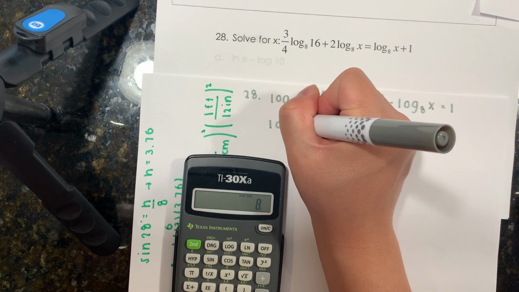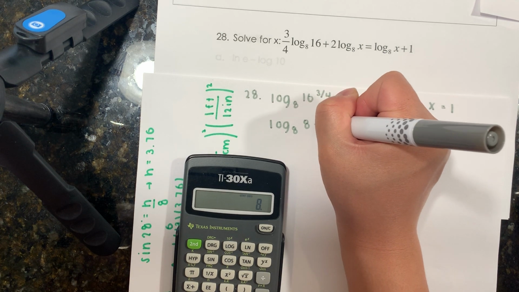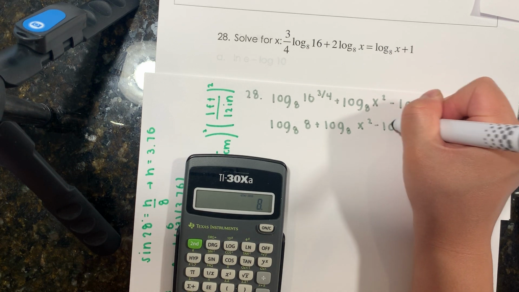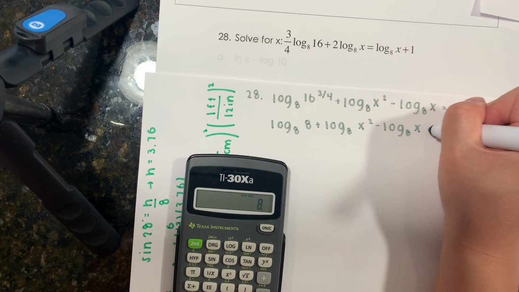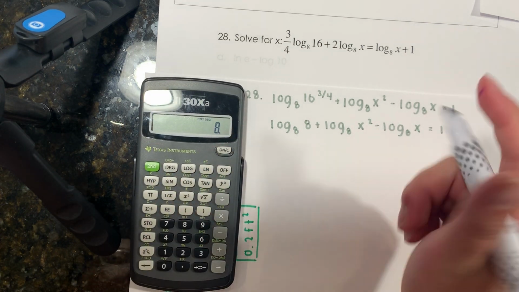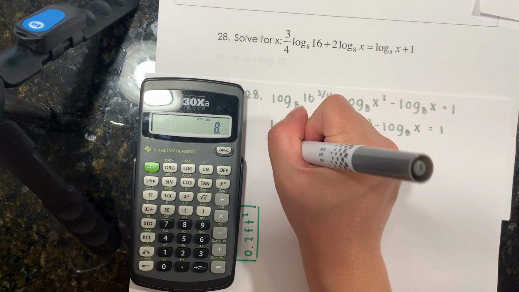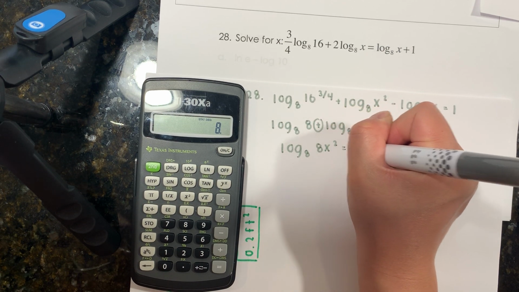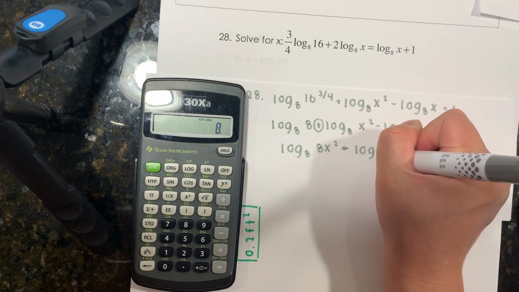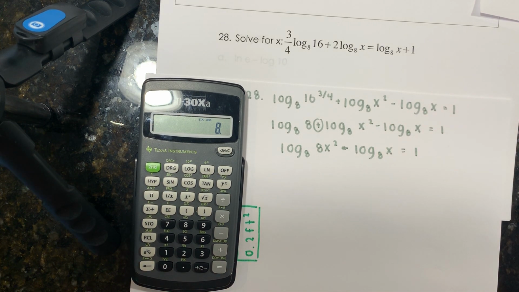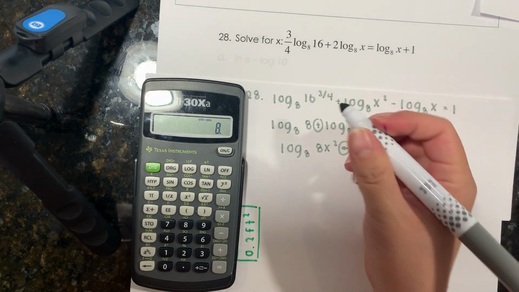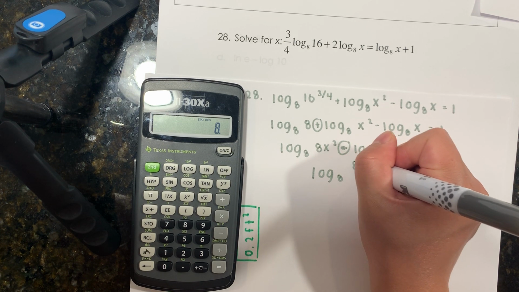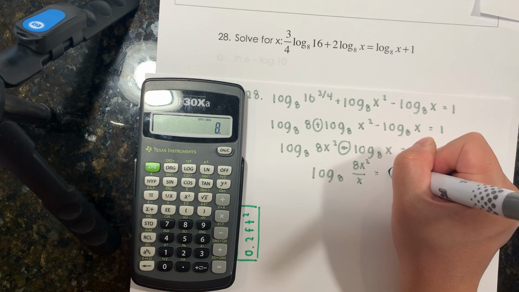So this would be log 8 of 8 plus log 8 of x squared minus log 8 of x equals 1. So I'm going to multiply these two together. Should be log 8 of 8x squared minus log 8 of x equals 1. Now because of this minus sign, I need to divide. So that would be log 8 of 8x squared divided by x equals 1.